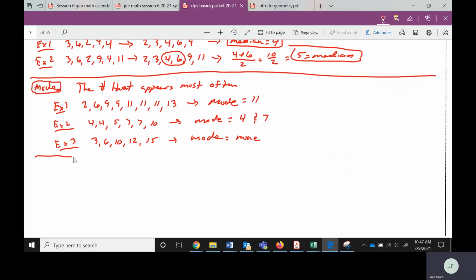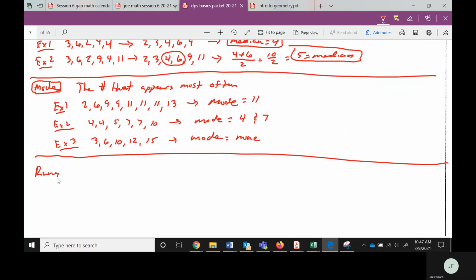And the last one, range. Last one we're going to look at in this section anyways. You just want to cover the range that is covered in the data. You're just going to take biggest minus smallest.